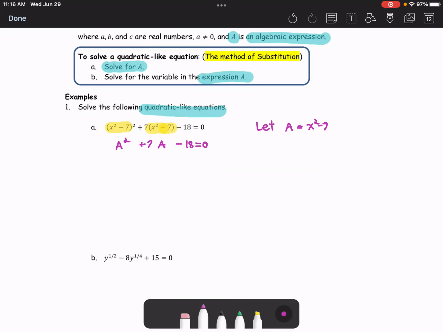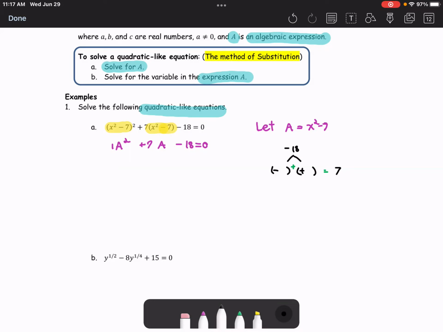At this point, we have the quadratic equation, and we're going to solve it by factoring. The leading coefficient is 1. So the strategy to solve by factoring is to look at the two numbers whose product is negative 18. That means one number is negative, the other is positive, and the sum of these two numbers equals 7, which is the middle term.